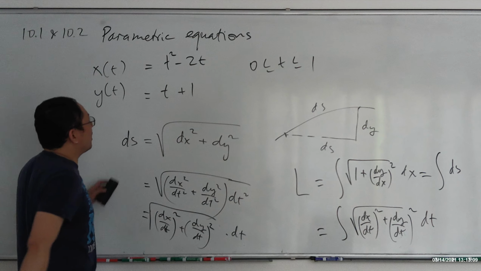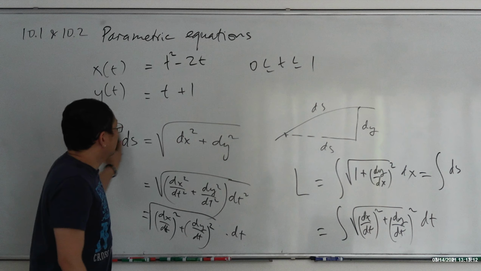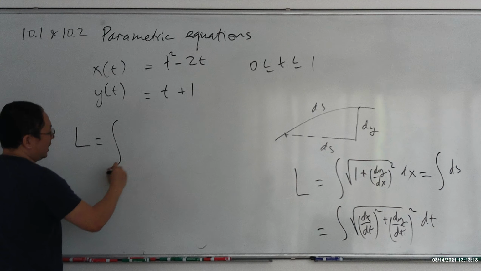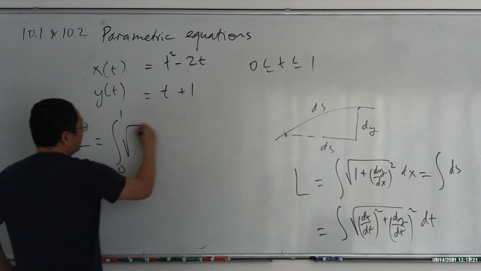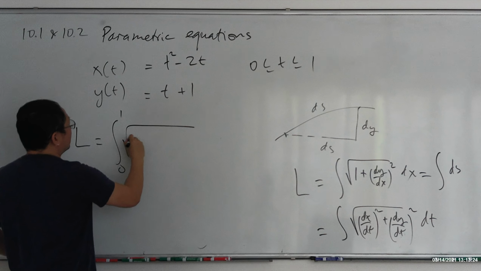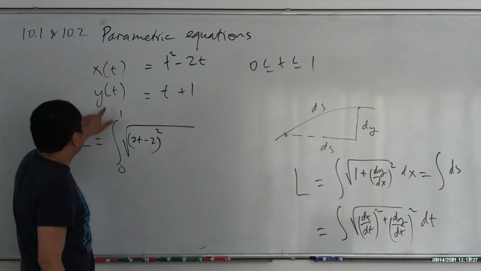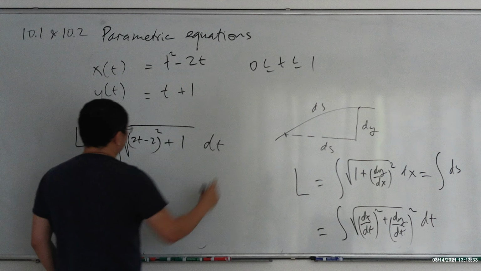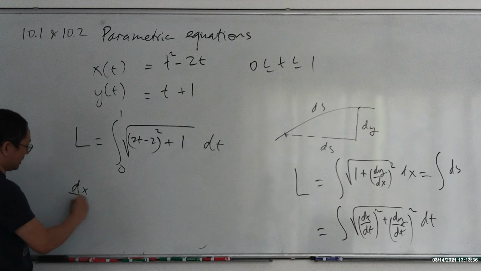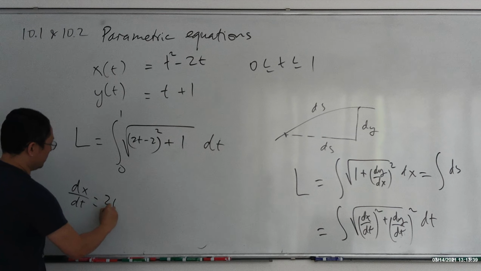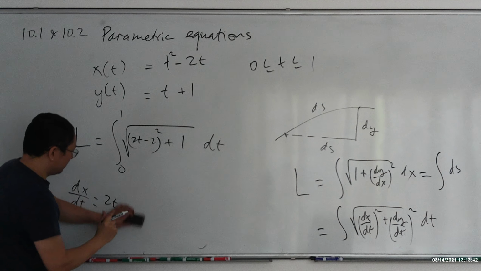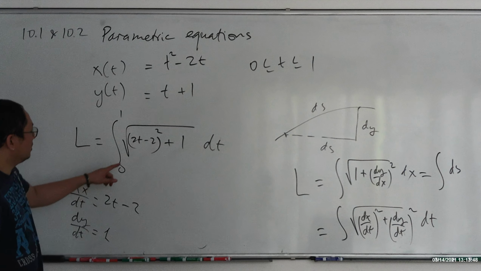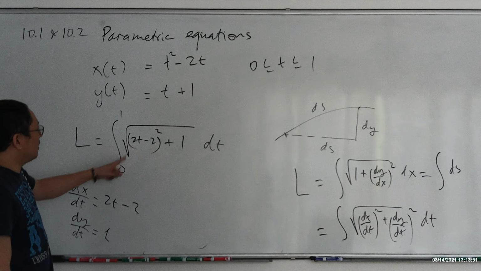So in our problem right here, if you want to calculate the arc-length when t runs from 0 to 1, the arc-length is what? The integral, t running from 0 to 1, of the square root of, what is dx over dt? It's 2t minus 2, squared. And dy over dt is 1. Right? 1 squared is still 1. And then dt. Let me rewrite here just in case people got lost. dx over dt is 2t minus 2, and then dy over dt is 1.